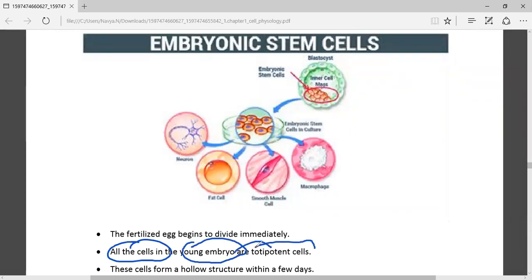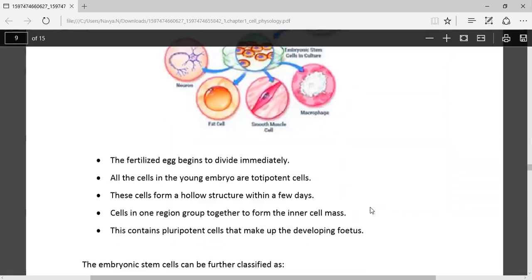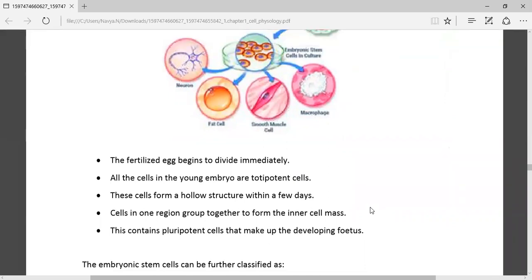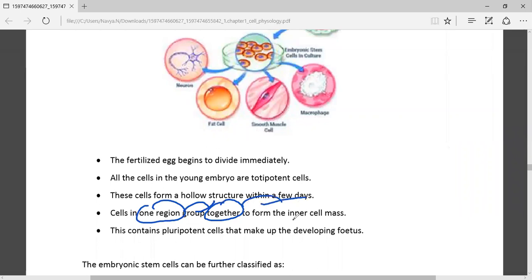are the totipotent cells. These young cells are called totipotent cells, and within a few days they form a hollow structure. Some of these cells group together in one region and form an inner cell mass, which contains pluripotent cells that make up the developing fetus.